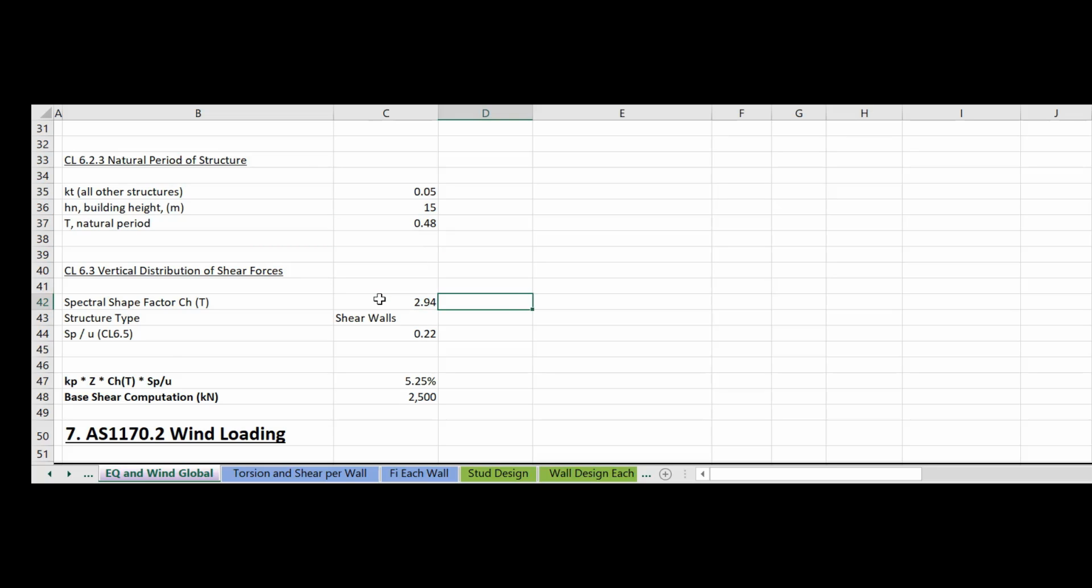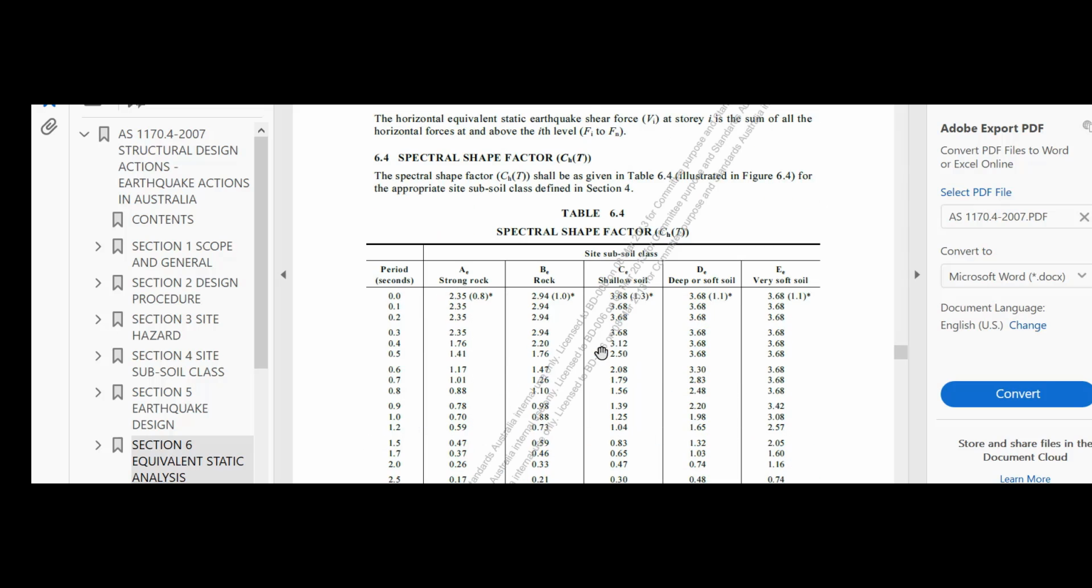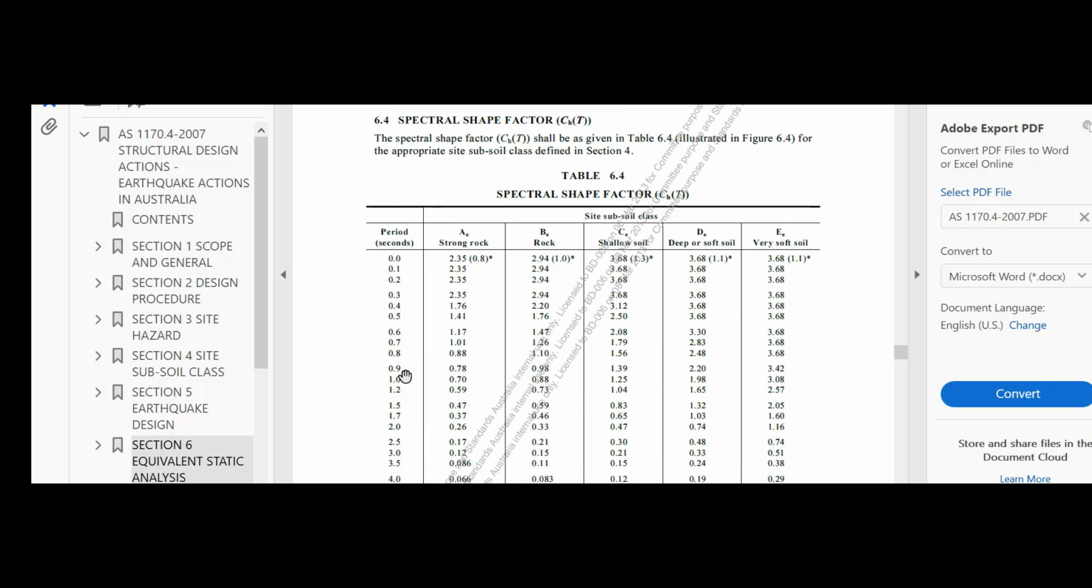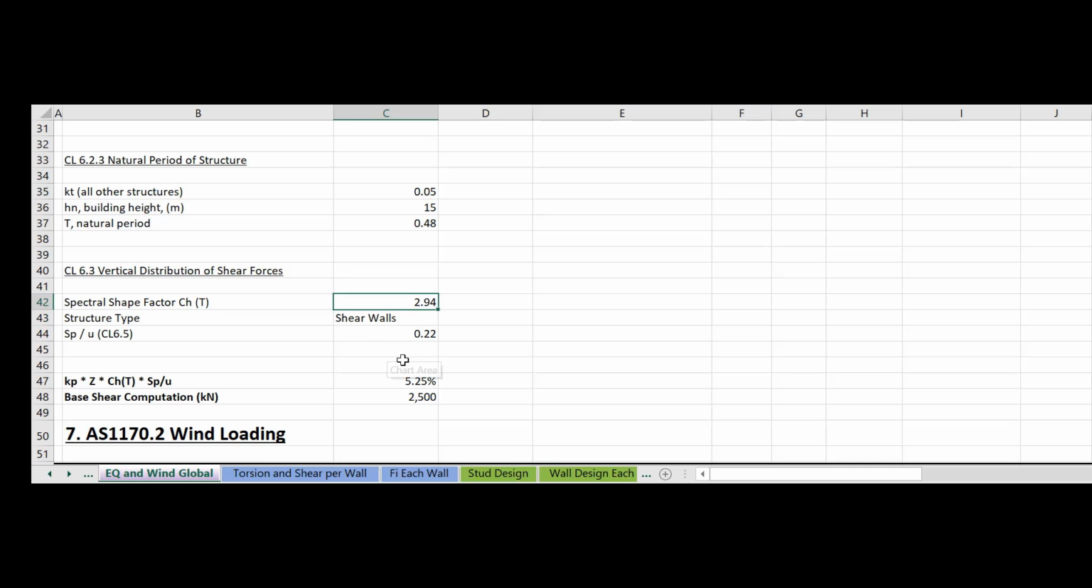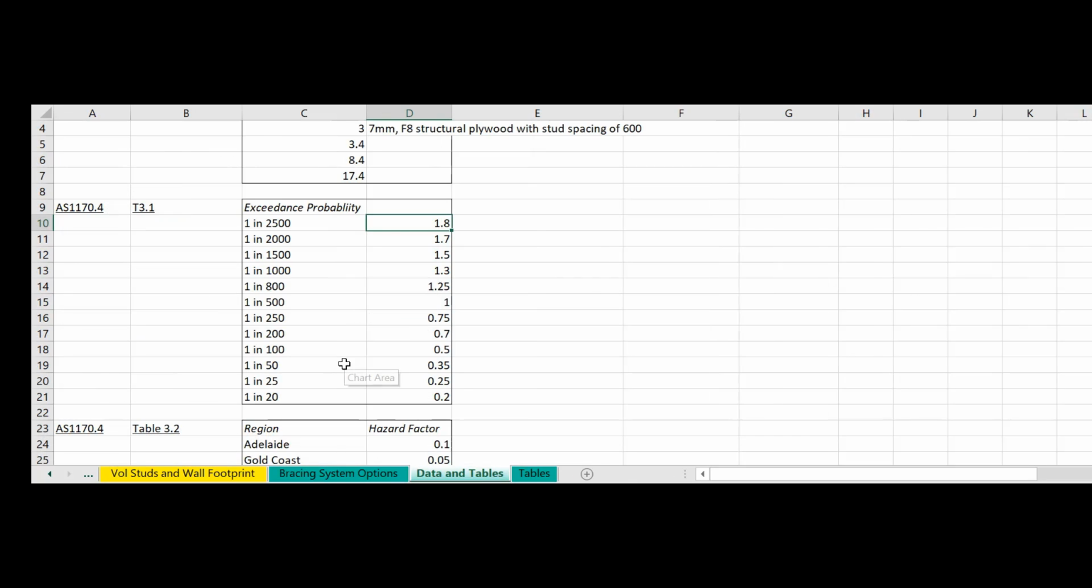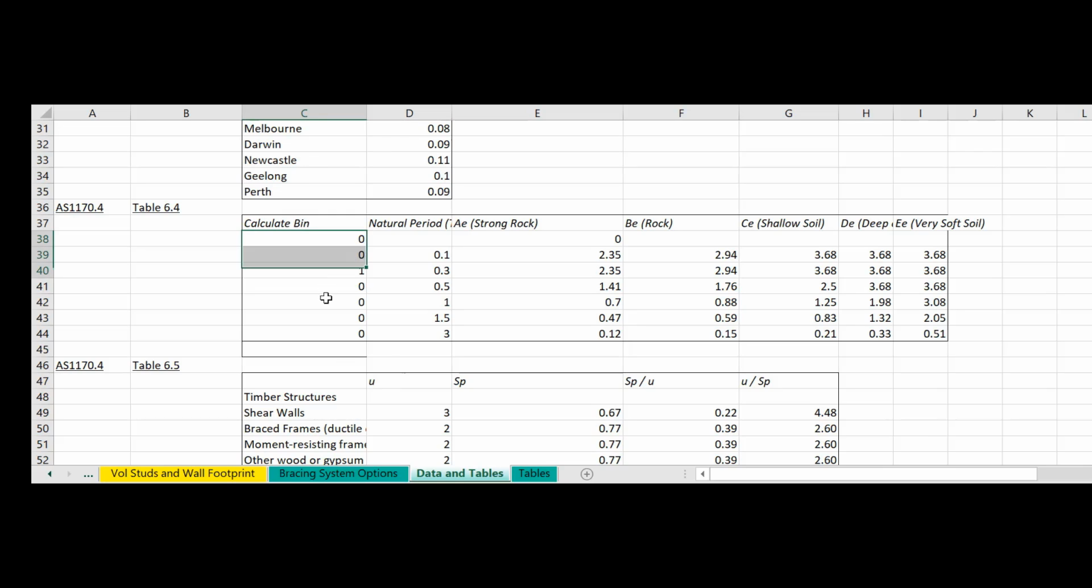Spectral shape factor, which is CHT, which in the code is here. So for the natural period of 0.5 seconds in our case, I've just got a smaller version of this table in the spreadsheet. So it looks up data and tables C37 to I44. So it just looks it up here, puts the bin wherever we sit, and then looks up where we are based on the inputted soil types for each different soil. So I think we were strong rock and we were 0.5, so it goes to the conservative side, so it goes up to 0.3, so it should spit out 2.35.